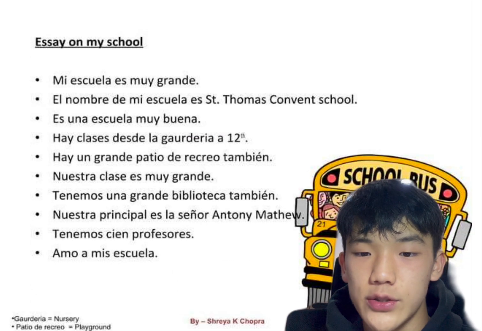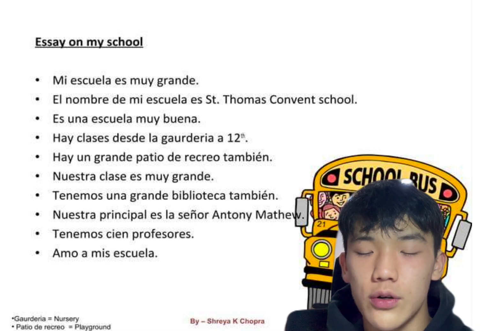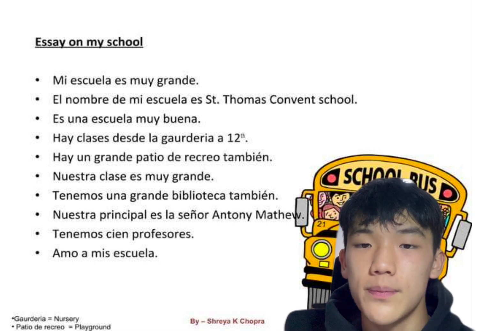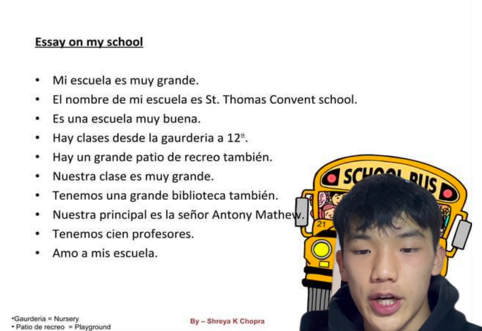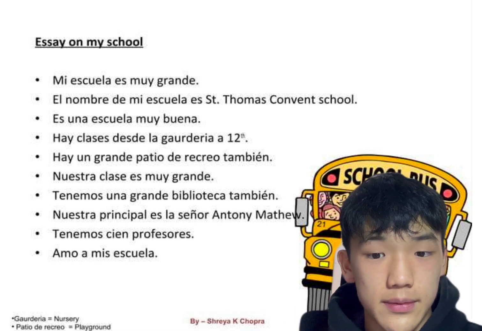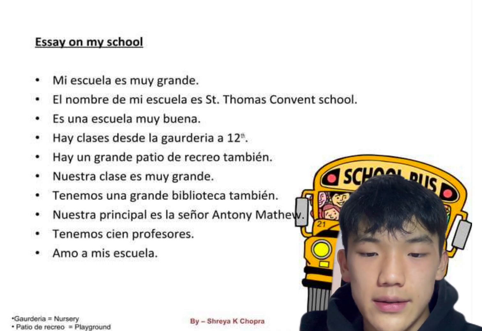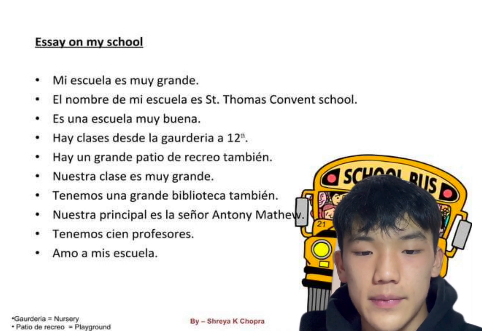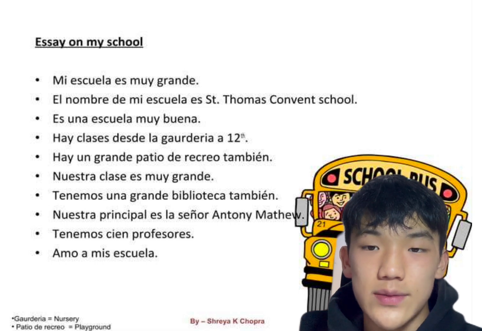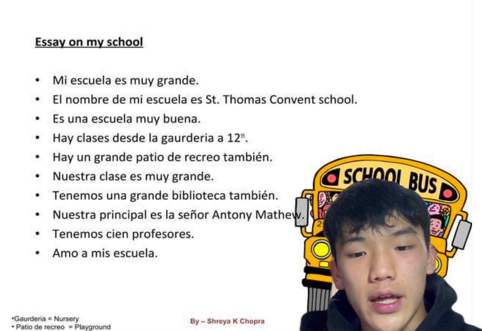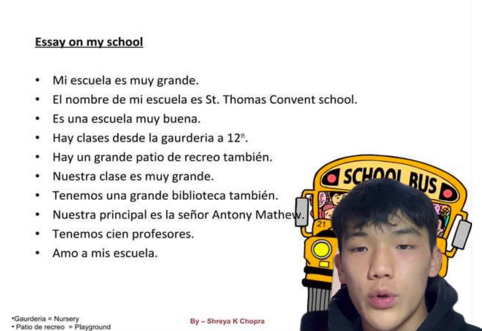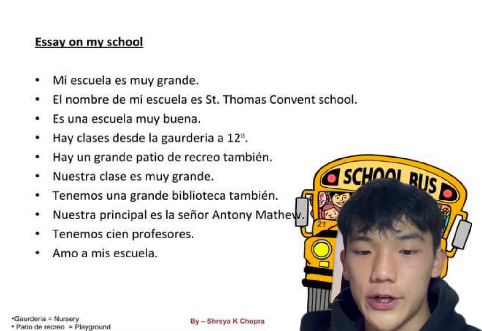El nombre de mi escuela es St. Thomas Convent School. The name of my school is St. Thomas Convent School. Es una escuela muy bonita. It is a very pretty school. Hay clases desde la guardería a 12. Hay un grande patio y recreo también. Nuestra clase es muy grande. Our class is very big. Tenemos una grande biblioteca también. We also have a big library.